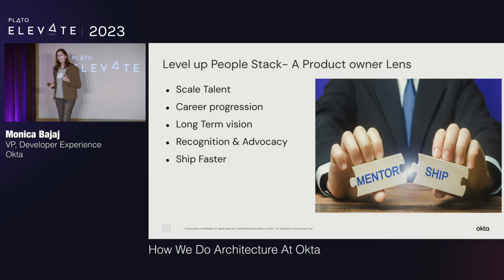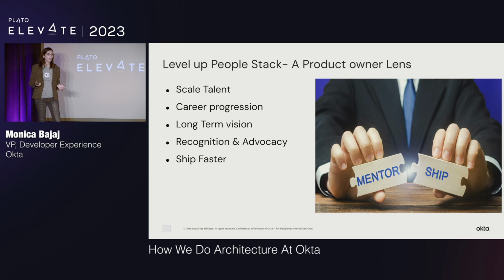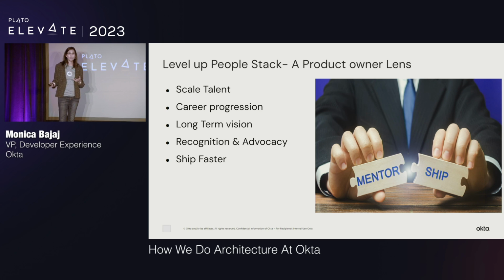Recognition and advocacy is another important part. When a new initiative comes, because architects know the engineers very well, it is very important that they can recommend who will be the right fit with the right skill set. And then ship faster. More hands, more heads come together, and we are able to ship things faster.